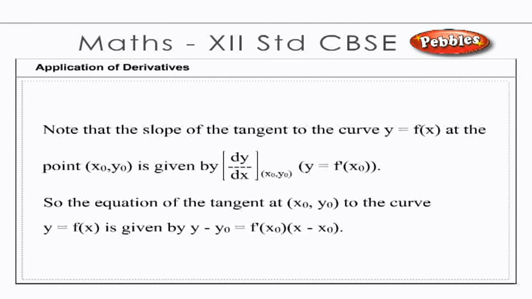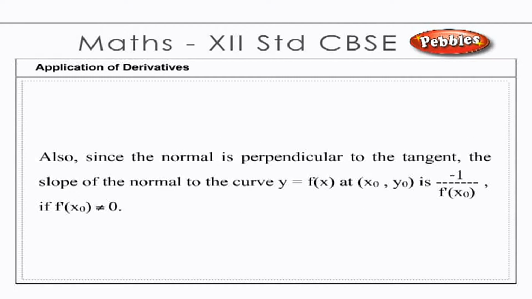Note that the slope of the tangent to the curve y = f(x) at the point (x0, y0) is given by dy/dx at (x0, y0). The equation of the tangent to the curve y = f(x) is given by y - y0 = f'(x0)(x - x0).